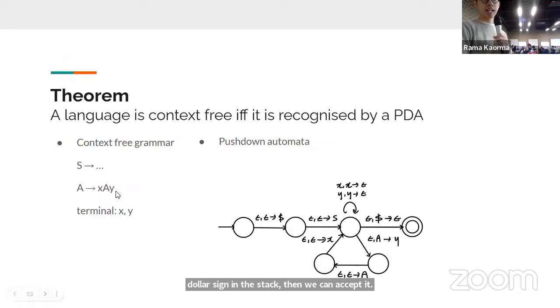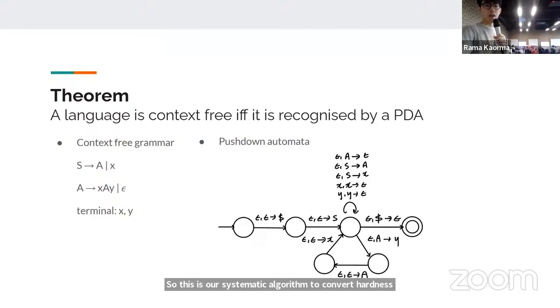And if we have a rule, let's say A goes to XAY, then we replace the rule name A with it, and we push the symbols in reverse order, because it's a stack and we can only read the stack from the top. So we push Y first, then A, and then X into the stack if we want to apply the rule A. So this is a systematic algorithm to convert a context-free grammar to a PDA.